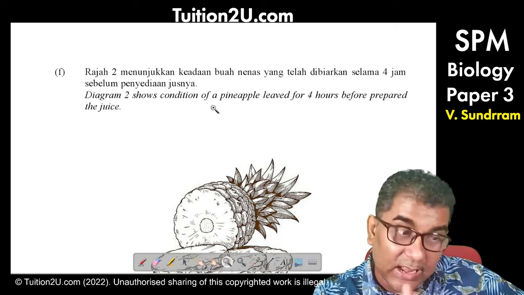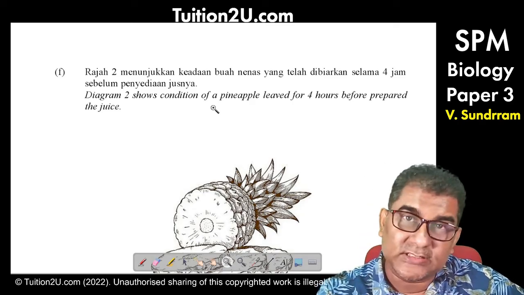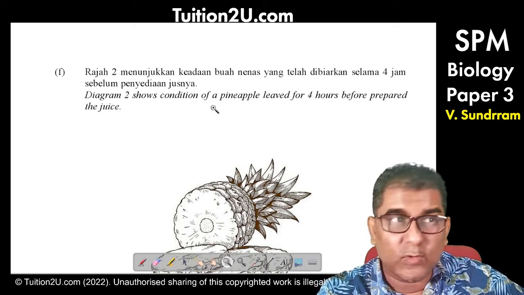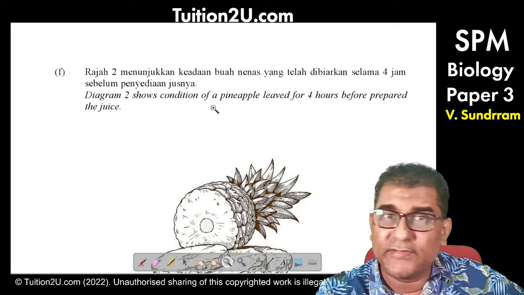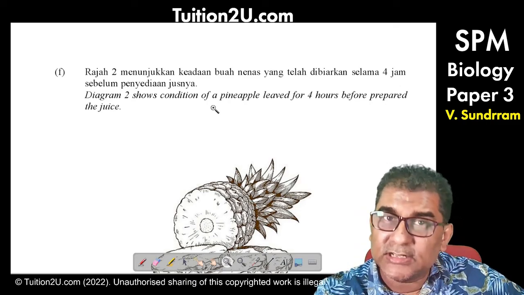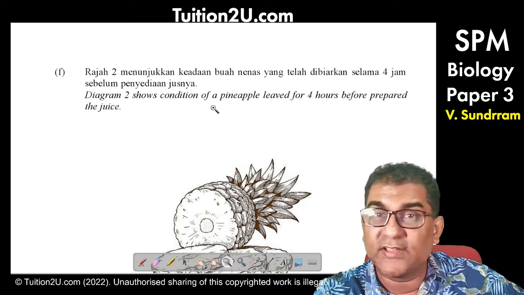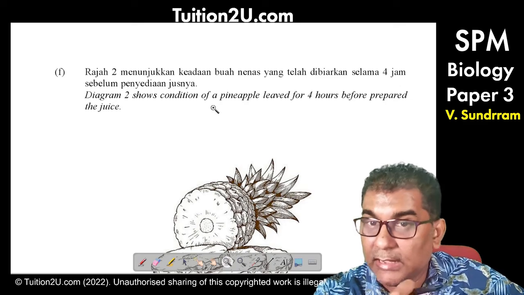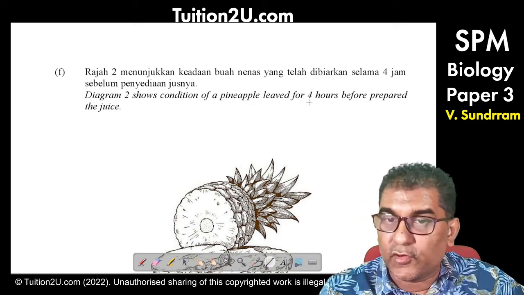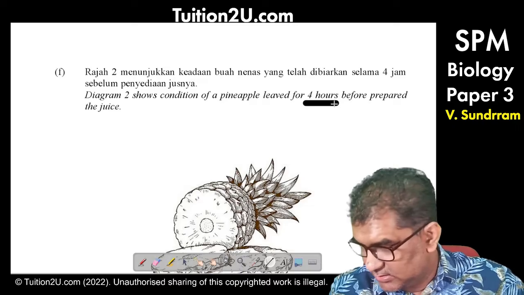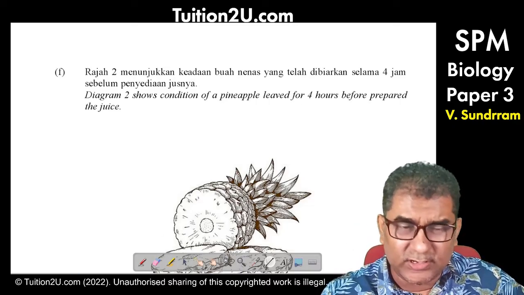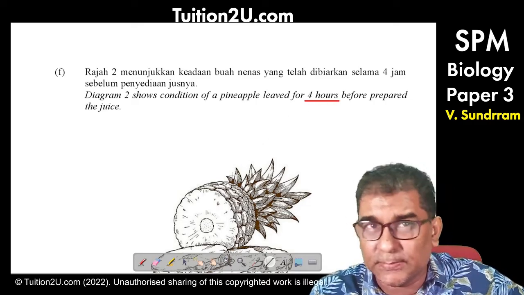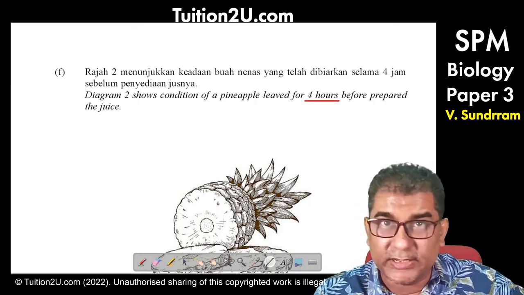So what we are going to do now, the last question, we change it and we ask you what is the effect. We ask you to predict. In this experiment it is 1 ml DCPIP, so we are not changing that. In this question, they are changing the manipulated variable. Earlier we used fresh fruit juice. Now they are leaving the juice for 4 hours, so it's no more fresh. And you naturally know that if the fruit juice is not fresh, it is going to have less vitamin C. So they are asking you to predict.